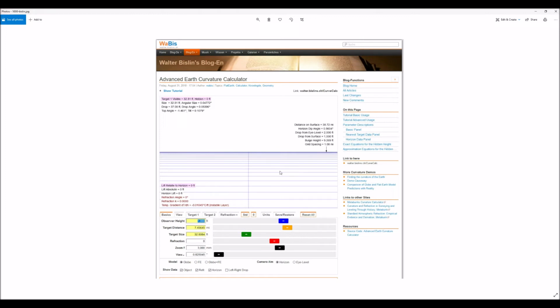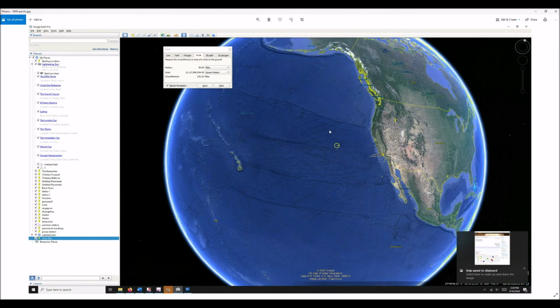So at 1,000 feet, the distance to the horizon is 38.72 miles. There's a dip angle of just under half a degree. And let's see what that looks like on planet Earth. There it is. Now we can begin to see the yellow circle right there. So if you got yourself 1,000 feet above the surface of the Earth out in the middle of the Pacific, that circle there is how much of the ocean you would be seeing.